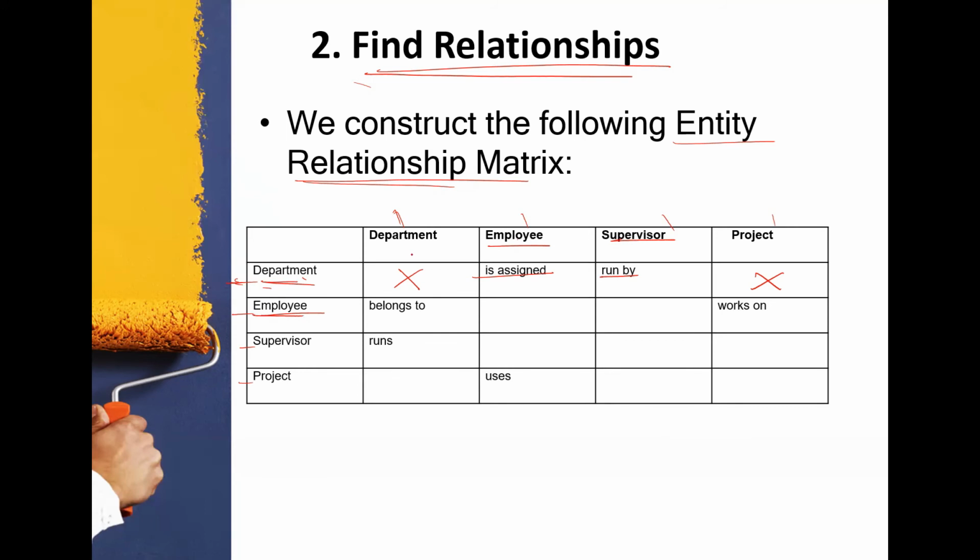Employee ada tak kaitan dengan department? Ada tadi, employee belongs to department. Employee tak ada. Employee supervisor pun tak ada. Employee works on project. Okay, ada. Ni relationship, nampak? Ni relationship. Boleh tengok daripada ayat tu. Supervisor run department. Ada lagi tak? Dia tak ada. Yang lain tak ada kaitan. Project department tak ada. Project use employee. Okay. So ni tak ada. Ni tak ada. So sekarang kita dah dapat relationship dia. Is assigned, run by, works on, belong to and runs and use.